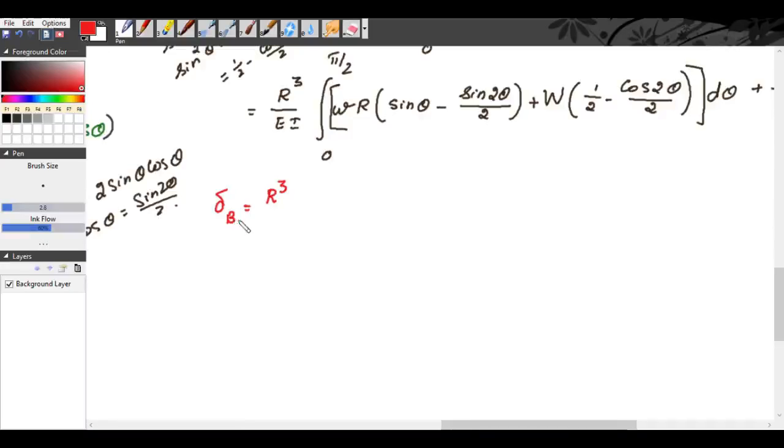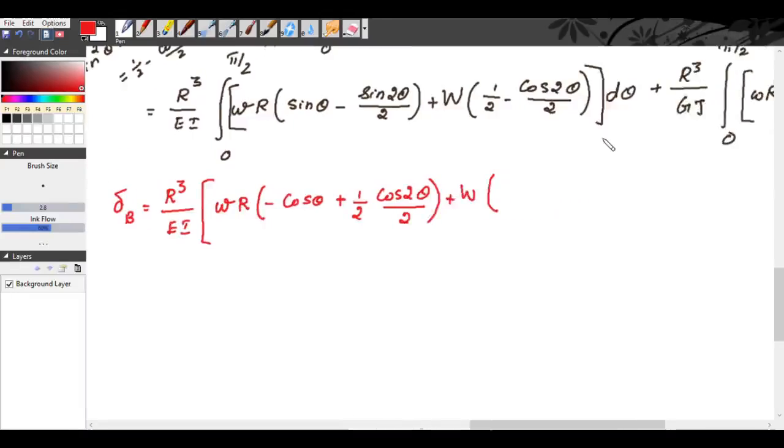So doing the integration, we get deflection at B equal to r cube by EI into, when we are integrating, WR into integration of sin theta, which is minus cos theta, minus 1 by 2 into integration of sin 2 theta, which is minus cos 2 theta by 2, so we get plus cos 2 theta by 2, plus W into integration of 1 by 2, which is constant, so you get theta by 2 minus integration of cos 2 theta, which is sin 2 theta by 2, so sin 2 theta by 2 into 2, we get 4.